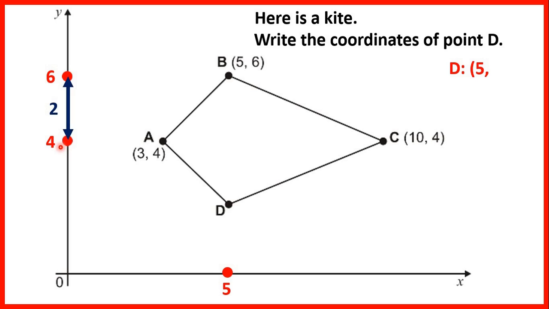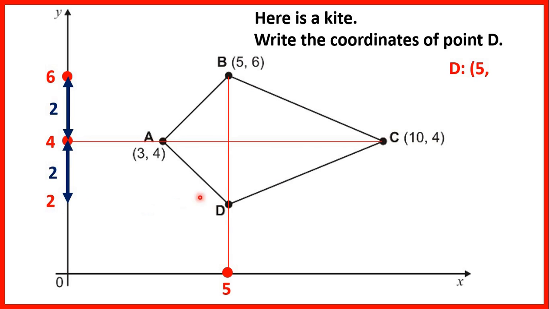Now the difference between 4 and 6 is 2. But we know that with a kite, we have a line of symmetry because this length is the same as this length and this length here is the same as this length. So if point B is 2 more than 4, then point D will be 2 less than 4. So the y coordinate for point D will be 2. So D has the coordinates 5, 2.